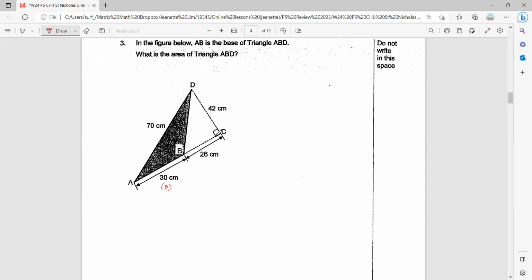So see a right angle here, right? So the height will have to be DC, which is 42. So this is the height. So all we have to do is just take half times base times height. That's all. Okay, so key in your calculator, you get 630.